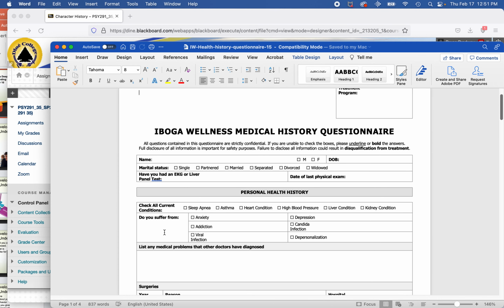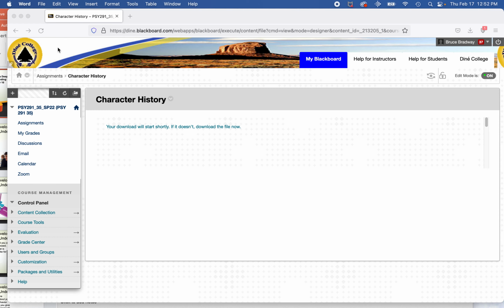You need to make up a fictional name. You need to make up a fictional problem that your client, or your character, has. Just be creative. Your paper is going to be about what is wrong with your character. So there's the assignments page.